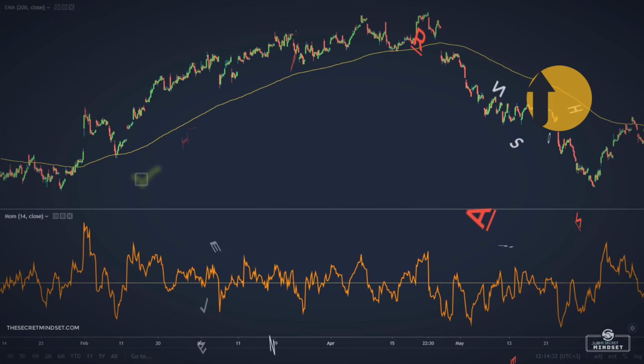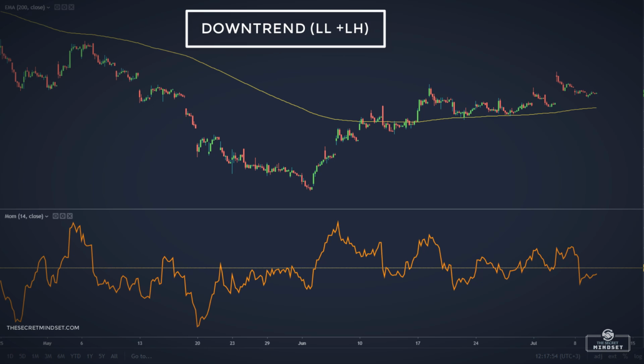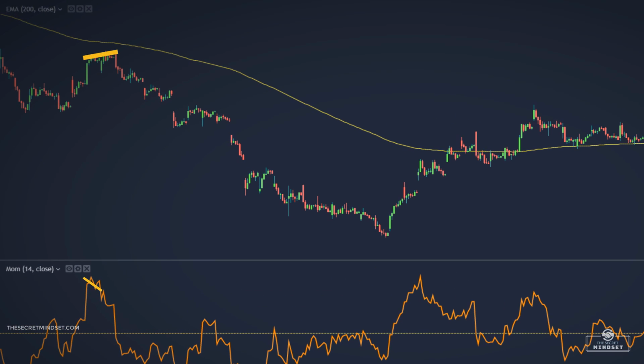Let's use the same Tesla stock, this time on the hourly time frame. We added the 200 EMA, the price is below it, lower lows and lower highs, so a clear downtrend. We search for divergences on the upper side of the momentum. Here is the first divergence, the price making higher highs and the momentum indicating lower highs. You enter short when the momentum crosses below zero line.